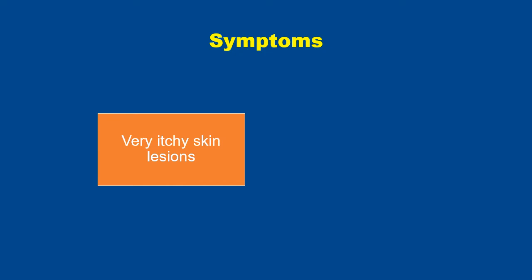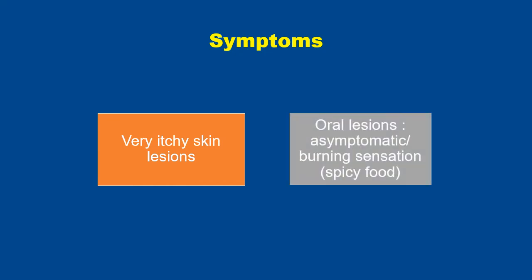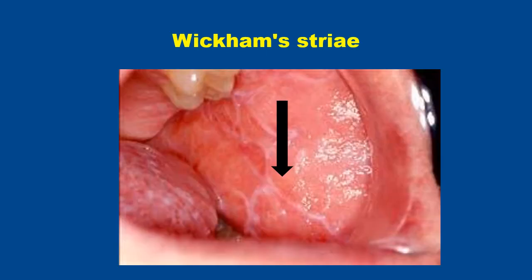Now coming to the symptoms of Lichen planus. Patients present with very itchy skin lesions. The oral lesions may be asymptomatic, or patients may have an excessive burning sensation, especially when they take spicy foods. Wickham striae is the classical oral manifestation of Lichen planus, in which the patients present with reticulate, white, lacy pattern in the buccal mucosa.